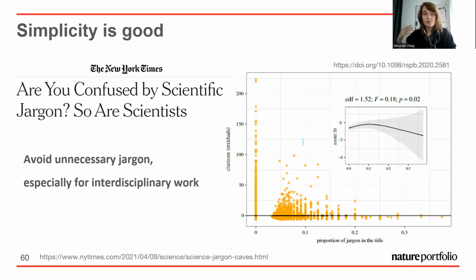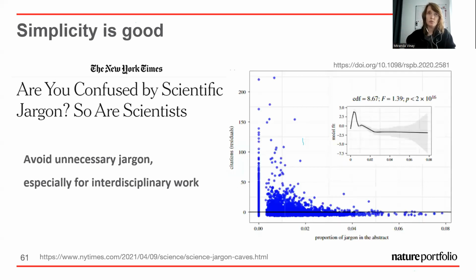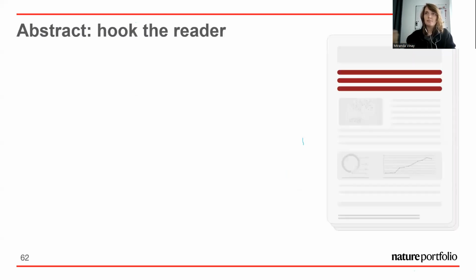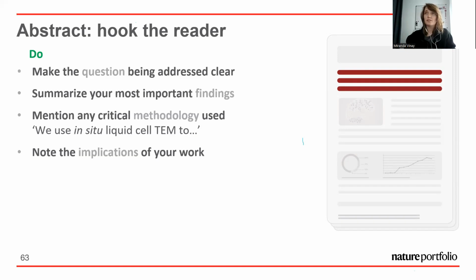And fortunately or unfortunately, depending on how you look at it, this is also true for the abstract. And the takeaway message is that simplicity is good. So speaking of the abstract, the purpose of the abstract is to hook your reader. You want to invite them into the paper, you want to summarize the results, and you want to make the question being addressed clear, summarize the most important findings, and importantly, note the implications. Why do we care about this? Why does this work matter? Why am I working on this?